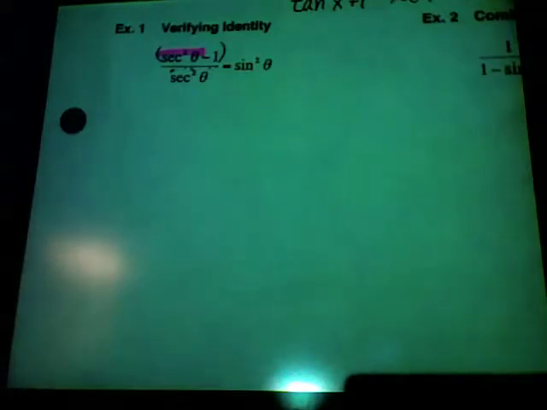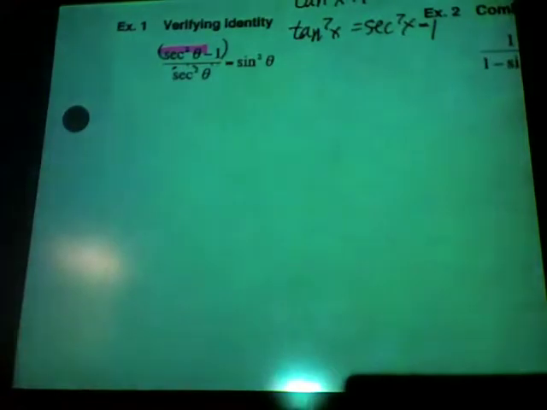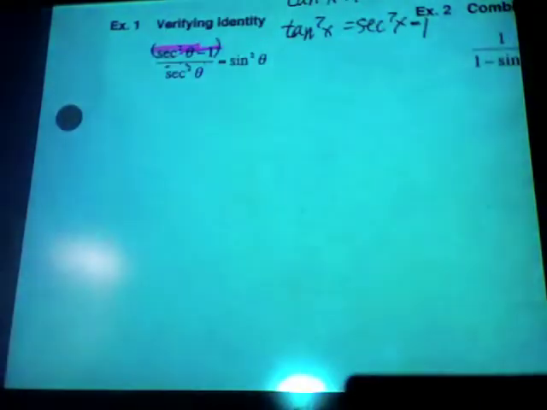Okay, so I could subtract 1 from here, and I would get tangent squared of x equals secant squared of x minus 1. And now does it look like that? Okay, so as long as I do that, we're good. So I'm going to substitute that whole thing for tangent squared of x over secant squared of x equals sine squared of theta.